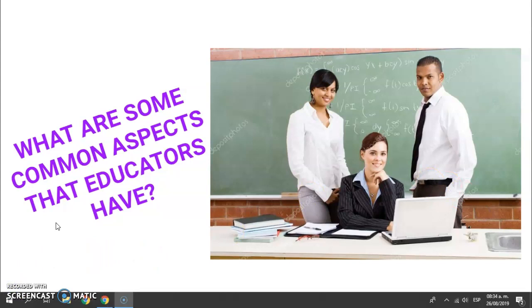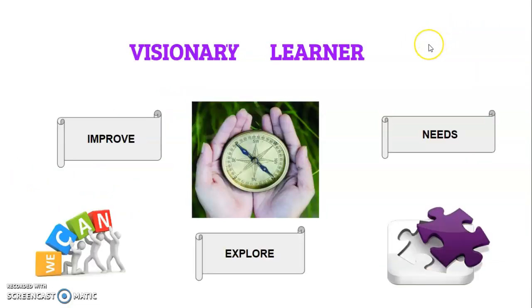Now, what are some common aspects that educators have? The first one is the visionary and the learner. What do they have in common? They improve in the way that they help their students in the classroom, knowing which tools they need. It is important that the students apply what they have learned in class. Also, educators are leaders. This means that they look for opportunities for leadership to support their students' empowerment and success. Educators have a shared vision for empowered learning, including technology to engage their students.